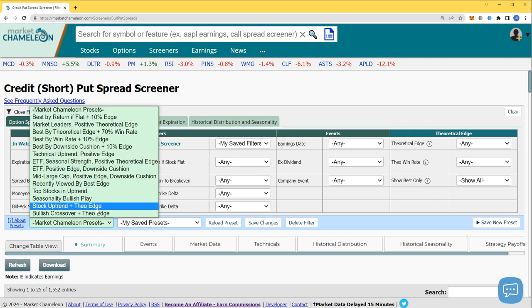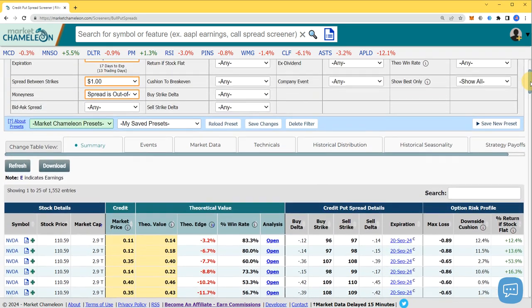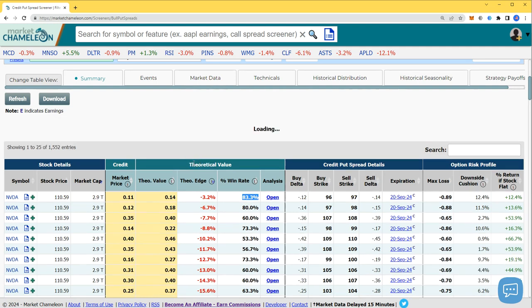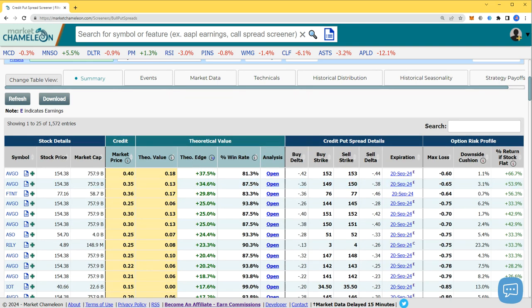Play around with all this that we're gonna go over in future videos, and you can go by underlying stock ideas, payoff at expiration, historical distribution, seasonality. Just on put credit spread, I'm probably gonna do like 5-10 videos, something like that. But it found, as you saw, one trade idea, the 97/96 put, 83% win rate. And if you wanna go by edge, FYI, it means the more income, the more credit that you're getting. So let's double click on this and see what we got.